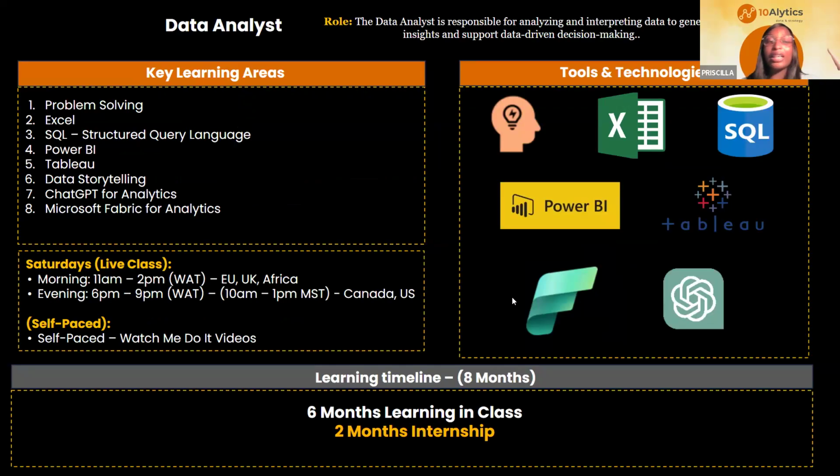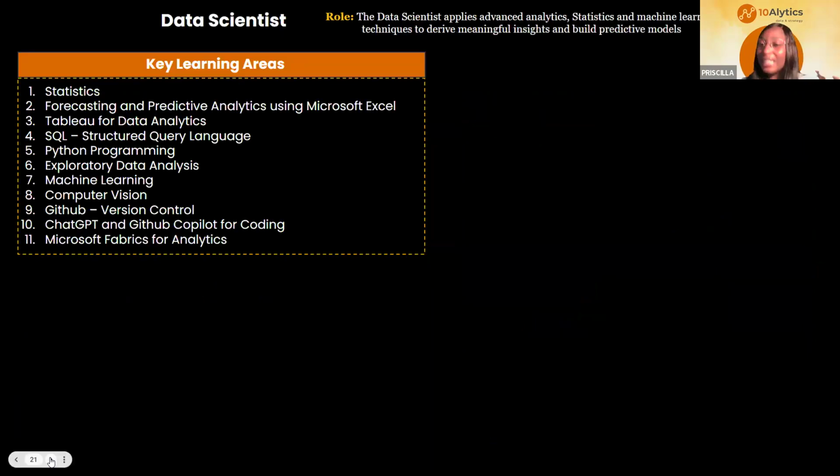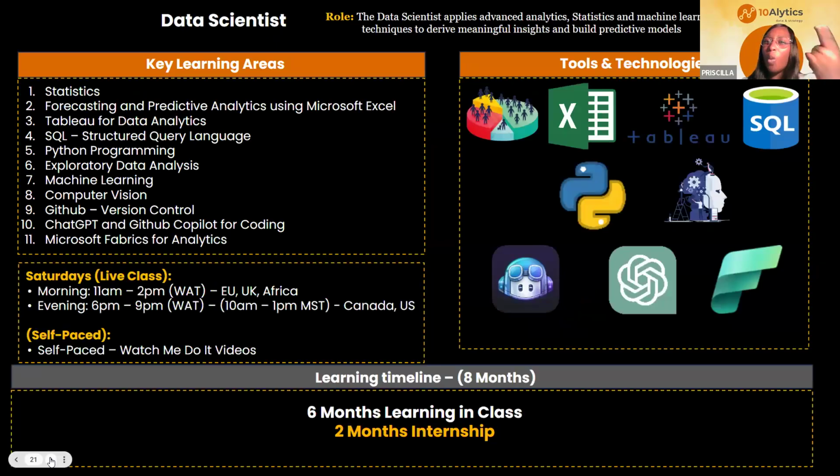What are the things you need to learn? You need to learn problem solving, you need to learn Excel, you need to learn SQL, you also need to learn Power BI, Tableau, data storytelling, ChatGPT, as well as Microsoft Fabric for analytics. Bear in mind that every key learning area you'll be learning, you'll be working on projects. Okay, now the data analyst will perform two types of analytics. So as soon as the data analyst gets to the company, they're helping the company understand what happened and why it happened. Now, in technical terms, this would be your descriptive analytics and diagnostic analytics.